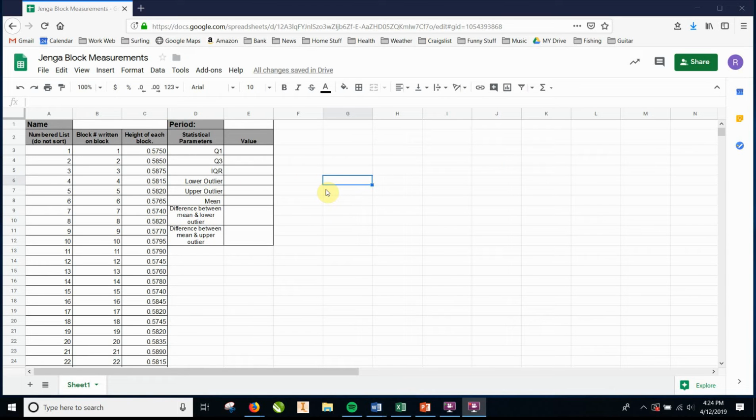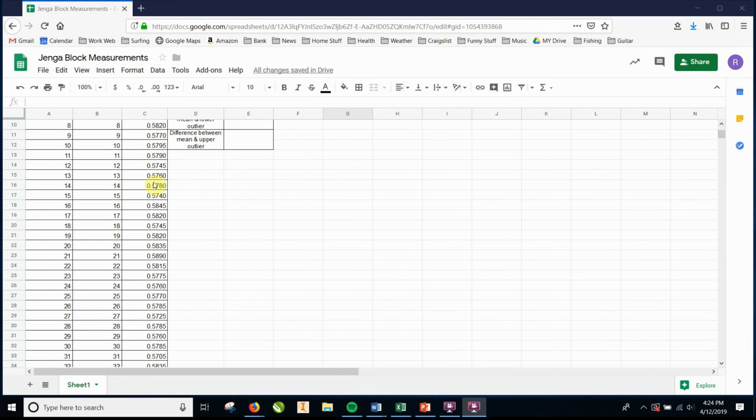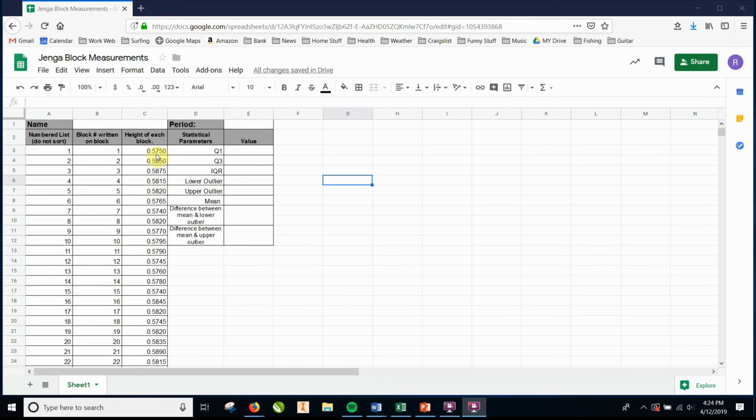Rodrigo here. I am here to help you do some of the statistics on the Jenga activity that you guys did. And so this little video should help you with that. What you have here is the height of each block that each person in your team measured, and they measured up to about 4 decimal places, and this is the block number right here.